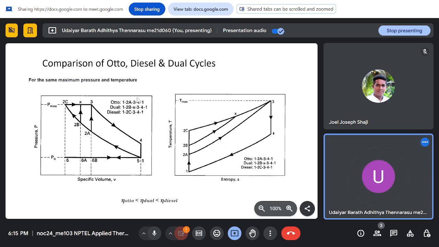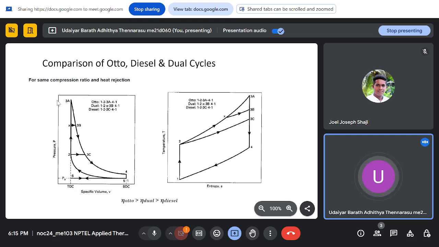Then 2E3 becomes the Otto cycle, then 2BX becomes your dual cycle, and 2C is the maximum compression which you can have in a diesel cycle. So in this case, if you see, there is a maximum compression happening in the diesel cycle, and also the work done, the area under the curve, for the diesel cycle is more. So again in this case your efficiency in the diesel cycle will be more, then comes dual, and then at last will be Otto. So simply speaking, if you have the same compression ratio, then the Otto cycle will have the maximum and diesel will have the minimum. But if you have a limitation on the same maximum pressure and temperature, then diesel will have the maximum efficiency and Otto the minimum, the other way around.